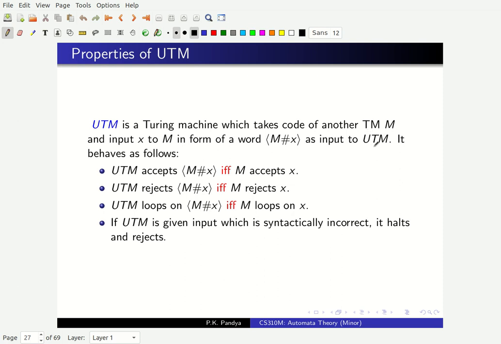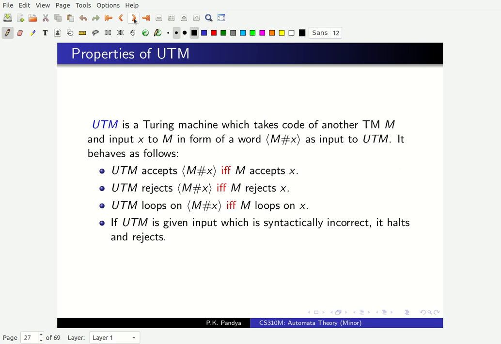This is given on the input tape to the universal Turing machine. And what this universal Turing machine does is it mimics the behavior of M on X. As a result, UTM accepts the code MX if and only if M accepts X. UTM rejects the code MX if and only if M rejects X. And UTM loops on the input MX if and only if M loops on X. That is because UTM basically simulates each step of the working of M on X by one phase of its working, right? And additionally, if UTM is given an input which is syntactically incorrect, it halts and rejects.